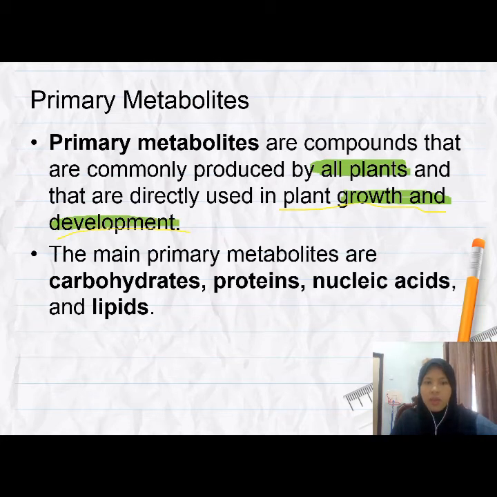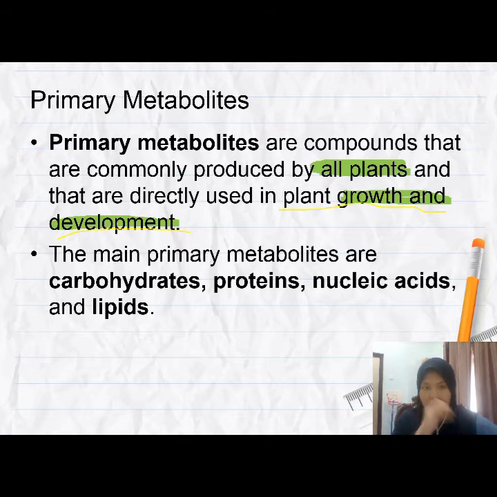Okay, so remember these two key points, important points. Primary metabolites are compounds that are produced by all plants. Tak kisahlah dia tu plants dekat terrestrial ke, dekat aquatic ke, dia tu jenis yang perennial ke, jenis yang annual ke, dia tu herbs ke ataupun bukan herbs ke. Okay, it doesn't matter as long as they are in the category of Plantae, kingdom Plantae, then they must produce primary metabolites. Because primary metabolites, dia punya primary function dia is for growth and development.